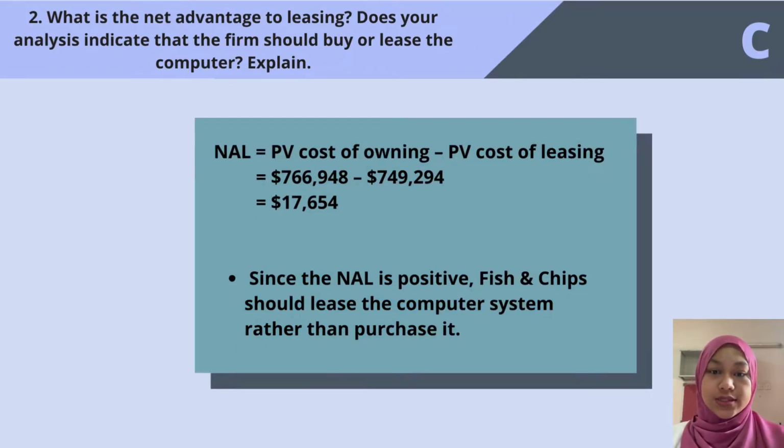Next question is, what is the net advantage to leasing? Does your analysis indicate that the firm should buy or lease the computer? Explain. So the formula to calculate the net advantage to leasing is PV cost of owning minus PV cost of leasing. Based on the question above, we already obtained our PV for both. So $766,948 minus $749,294, and we will obtain $17,654. Since the NAL is positive, Fish and Chips should lease the computer system rather than purchase it.